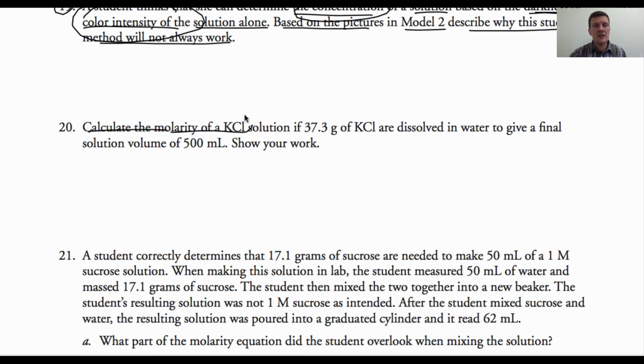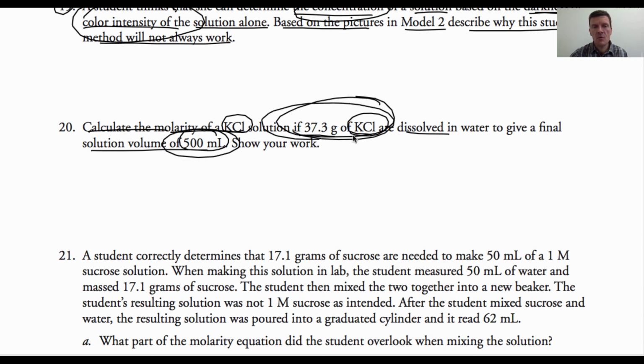Calculate the molarity of potassium chloride if 37.3 grams of potassium chloride are dissolved in water to give a final solution volume of 500 milliliters. Okay, we have to get moles per liter. This is not moles, it's grams. This is not liters, this is milliliters. So this is what I'm going to do. I'm going to write it as 37.3 grams per 500 milliliters.